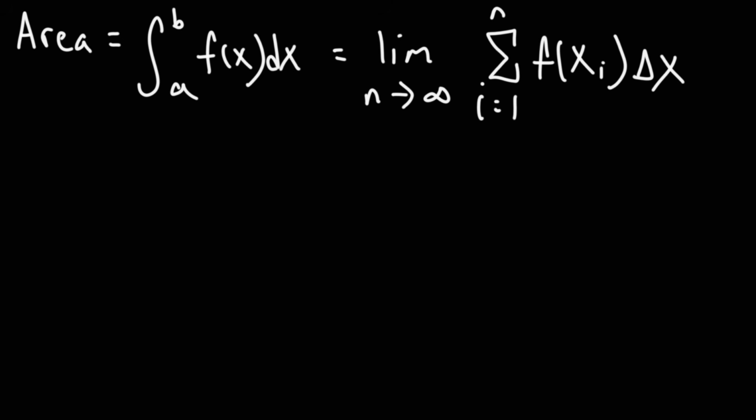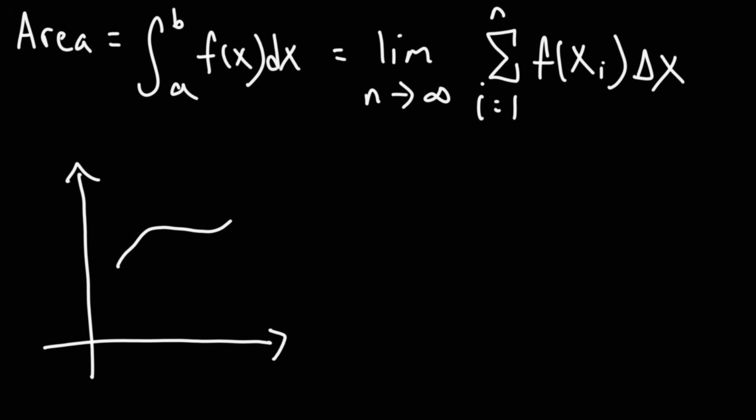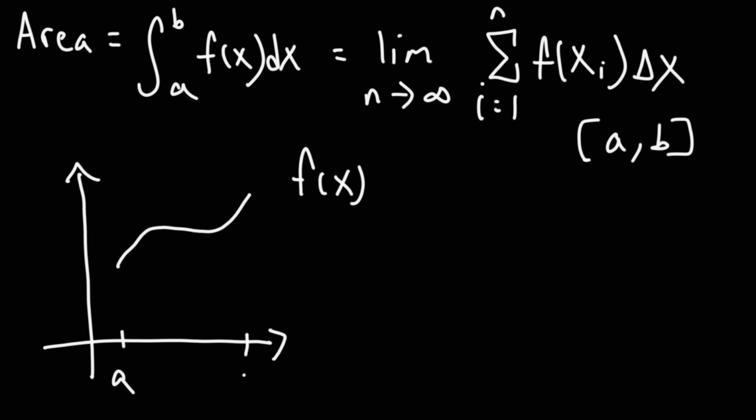So using a limit process, here's what we're doing. Imagine we have some function f of x, and we want to determine the area on the closed interval a to b. So a is where we start, b is where we end.